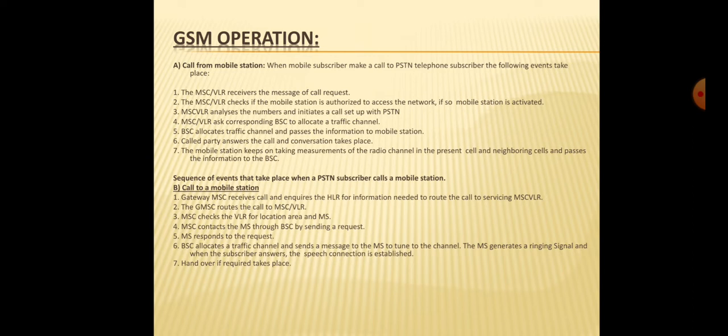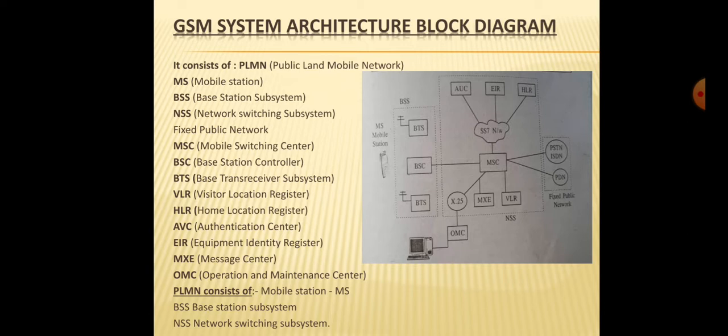Now, how will that GSM public land mobile network be operating? As I told you, first you will be seeing the center part, that is NSS, network switching subsystem. The main component of the network system is MSC, that is mobile switching center. You can see it in the center, MSC, okay. The mobile switching center provides complete switching function for the entire network. So it will be controlling all the functions, okay.